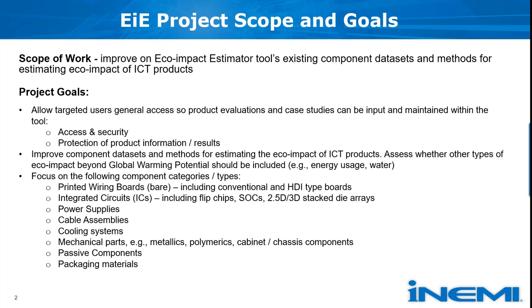And of course, we focused on the component categories that we already had in the tool, specifically the areas of the printed wiring boards, the integrated circuits, power supplies, cable assemblies, the cooling systems, of course mechanical parts, both metallic and polymeric or plastic, and passive components relative to active components, and also the packaging materials.